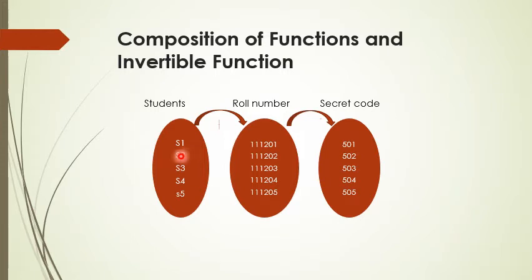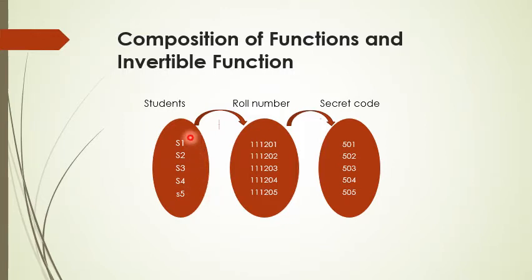Like, assume that the roll number of student S2 is 111202 and the secret code of this roll number is 502. Similarly, the roll number of S3 is 111203 and the secret code of this roll number 111203 is 503. Similarly, for S4 and S5.